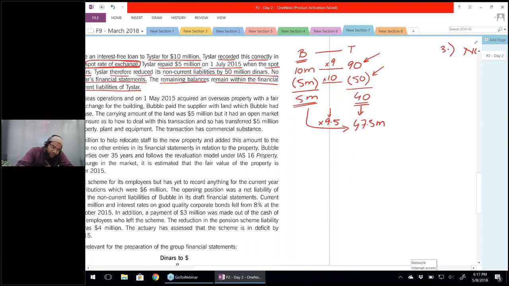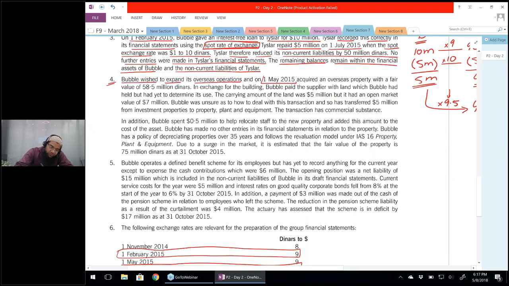Now the adjustment number 4, the question says that Bubble wished to expand its overseas operations and on 1st May 2015 acquired an overseas property with a fair value of 58.5 million dinars. So we have acquired a property with a fair value of 58.5 million dinars. In exchange for the building, Bubble paid the supplier with land, which Bubble had held but had not determined its use. We were having the land, but we didn't know ourselves about the use of that land, which means that this land should have been under IAS 40 investment property.